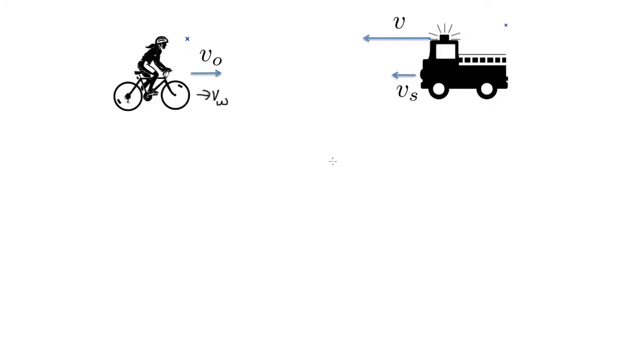Okay, so we've sketched our situation. Now, if there was no wind, the frequency observed by the observer would be given by v plus the velocity of the observer over v minus the velocity of the source. But there is a wind, and to account for the wind, we're going to measure everything from the wind's reference frame. So hopefully you remember your relative velocities.